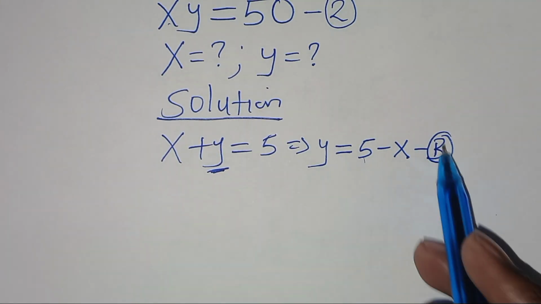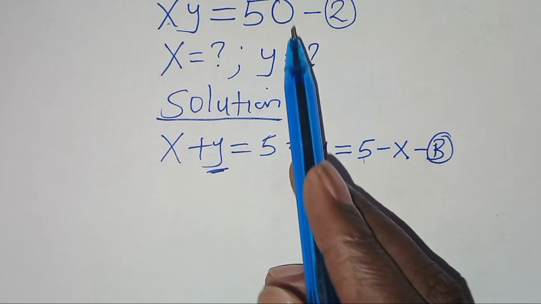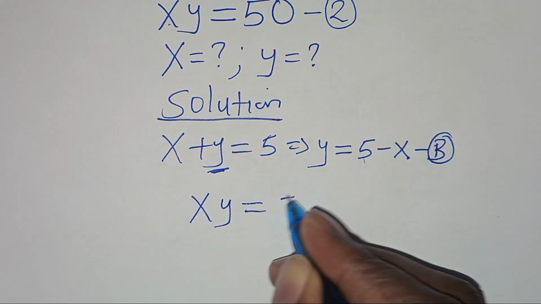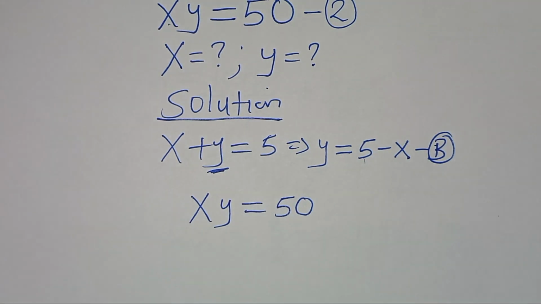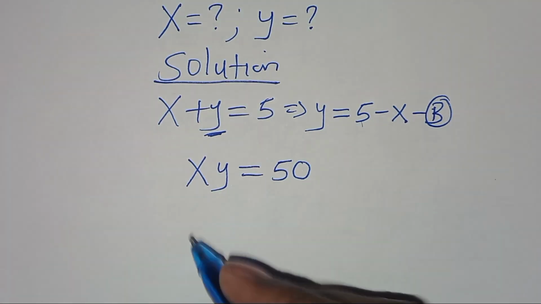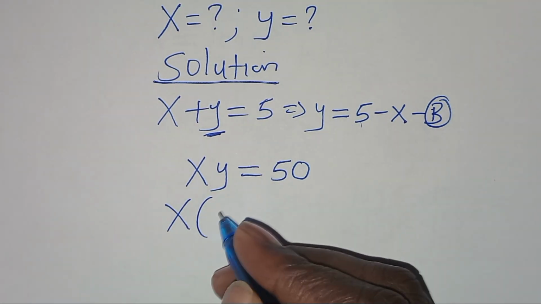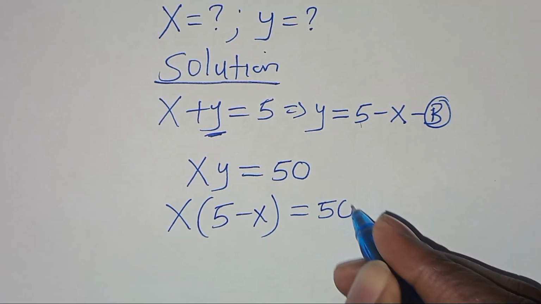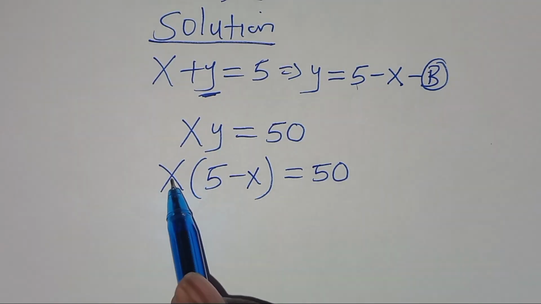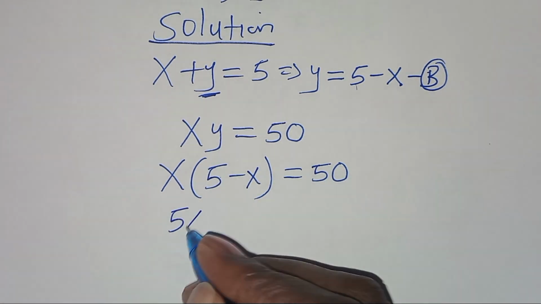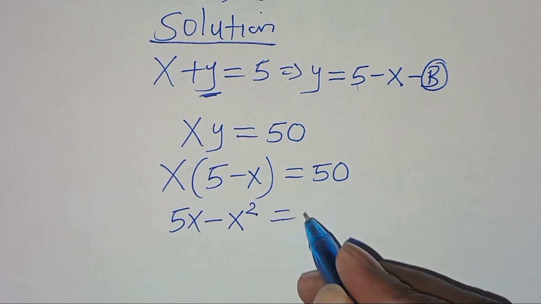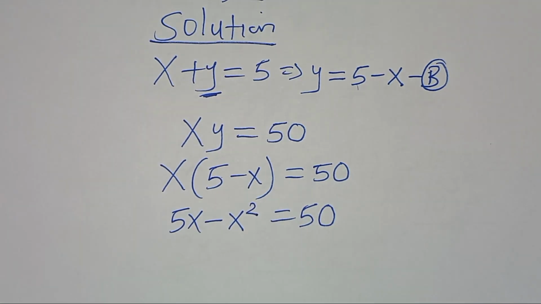Now, from this equation 3, let's substitute equation 3 into equation 2. So equation 2 is x times y. This is equal to 50. So substituting the value of y, we'll have x times 5 minus x. This is equal to 50. So here we have x times 5, which is 5x, subtract x squared. This is equal to 50.